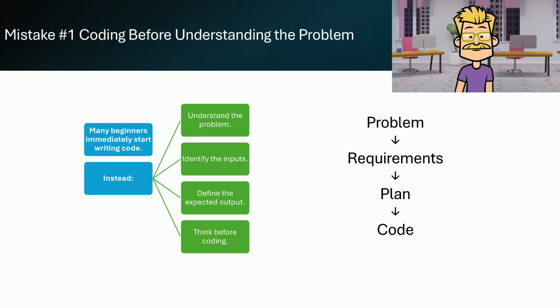Let's begin. Mistake number 1. Jumping into coding without understanding the problem. Many beginners receive a problem and immediately start typing code. They focus on syntax before understanding what needs to be solved. Imagine someone asks you to build a calculator. Instead of understanding the requirements, you start creating classes, functions, and user interfaces right away. This often leads to confusion and unnecessary rewrites.